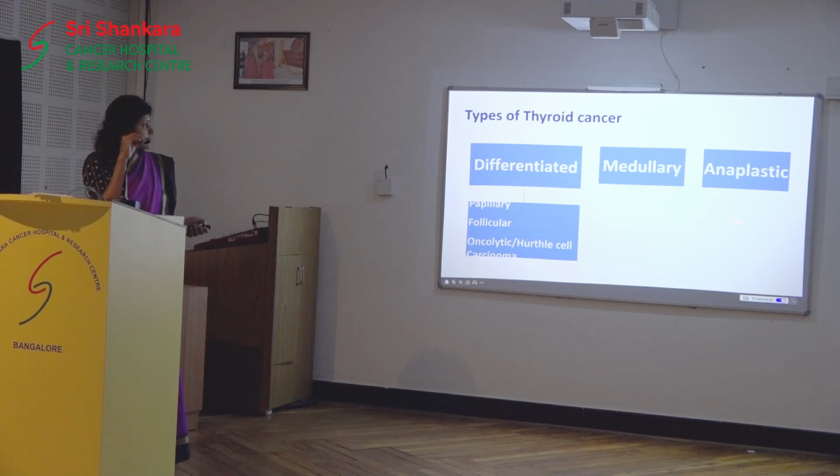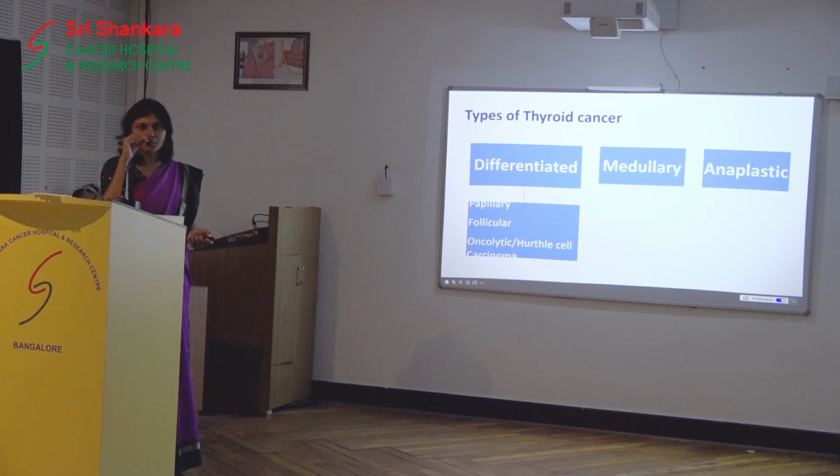types of thyroid cancers, there are differentiated thyroid cancers, which are epithelial cell derived. We have papillary, follicular, and the oncocytic or Hürthle cell carcinoma, then the medullary, and anaplastic. Each of these originates from a particular cell, and they also have different molecular biologies, which are druggable targets for us.